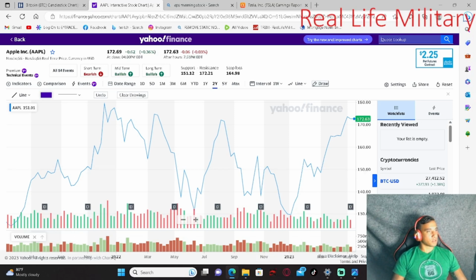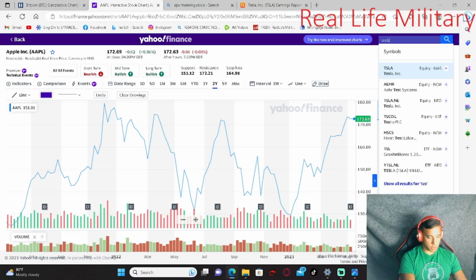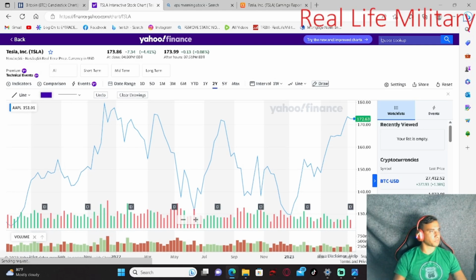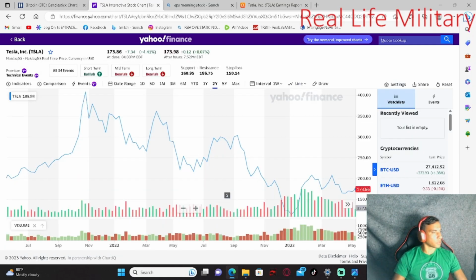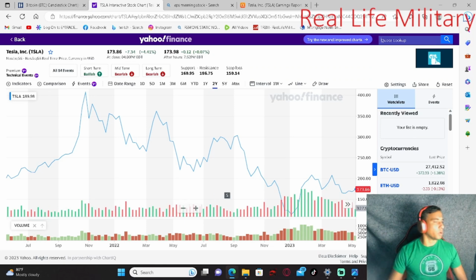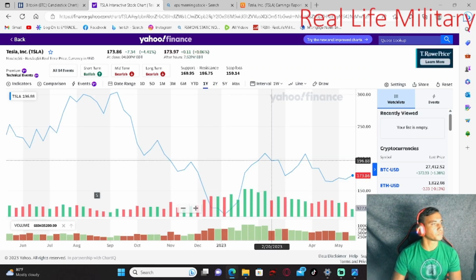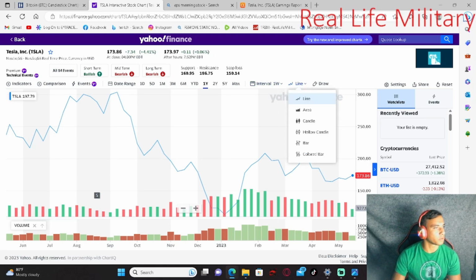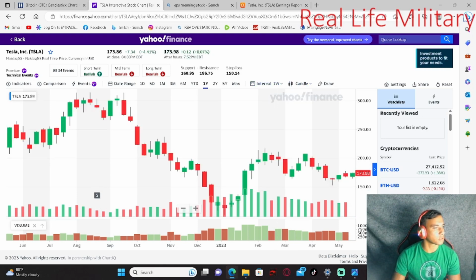So let's switch over to Tesla. Oh, one other thing, we'll go ahead and push it to a year. I think it's intervals of a week, right? So switch it to candlestick. Another good thing to look at is the actual volume. It's not a bad indicator. So these are trades that are happening.